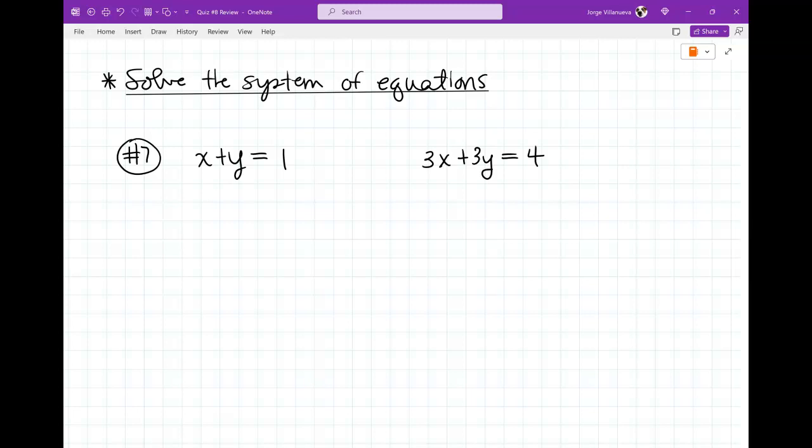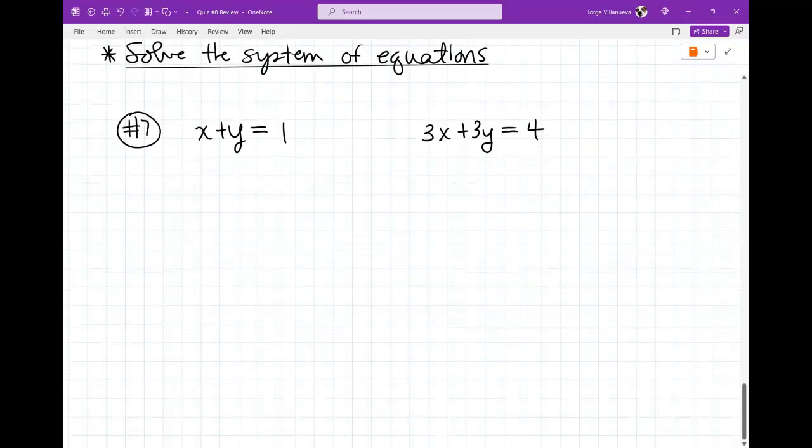So let's see, solve the system of equations. So I decided to do one that was not solved for y for anything. There is one problem there. Remember I told you you're going to have 2 of them. One of them is going to have one of the equations already solved for you. So that's the easier one. So I decided let's go with a harder one that looks something similar to this.